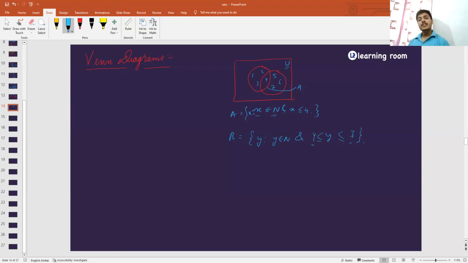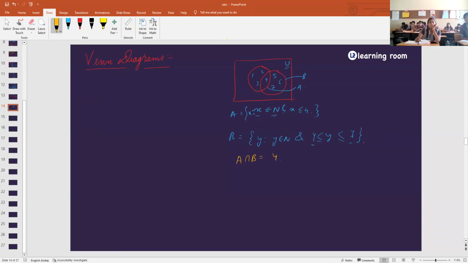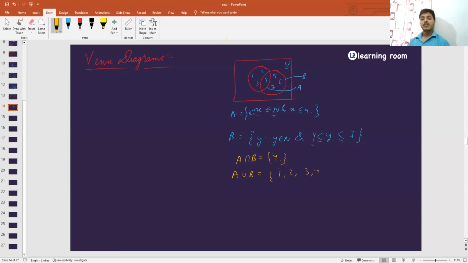Now see here, 4 is an element that is present in both of the conditions, both A and B. Agree? 4 is an element contained by both of them. So what is A intersection B? 4. Okay. What is A union B? It will be all of 1 to 7: 1, 2, 3, 4, 5, 6, 7. So this will be A union B. Right? Agree everyone? Yes, sir. Put a thumbs up if you understood.